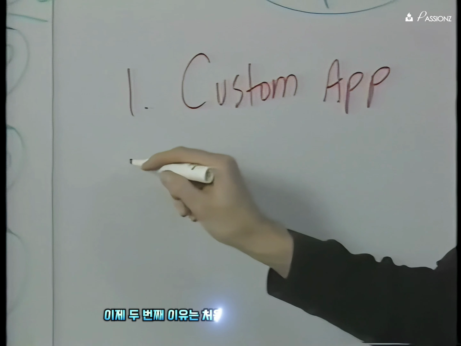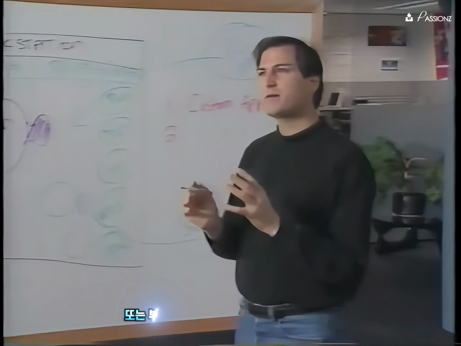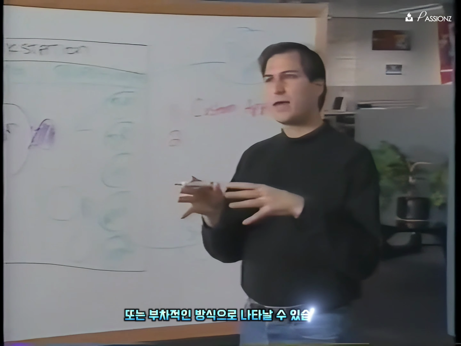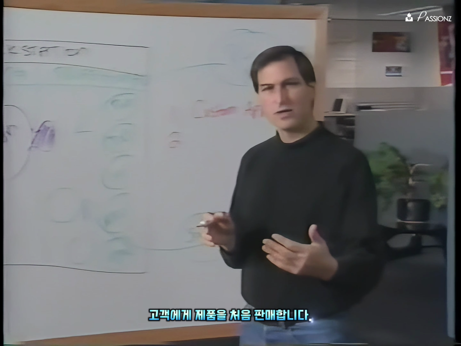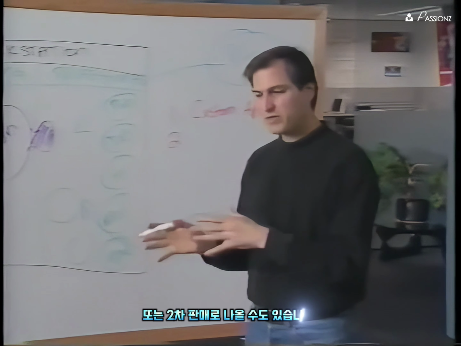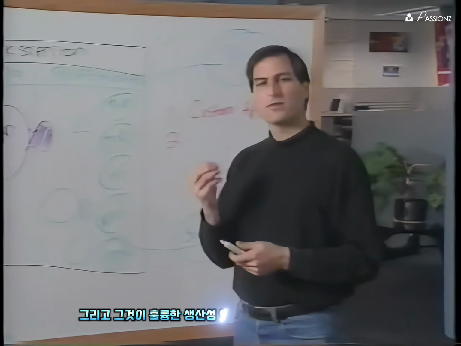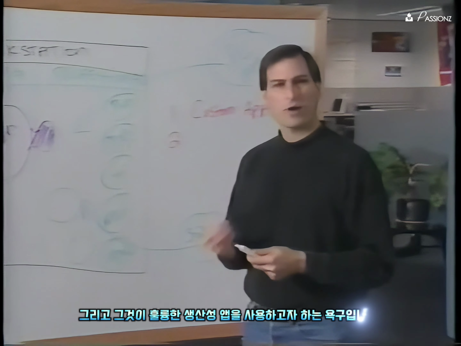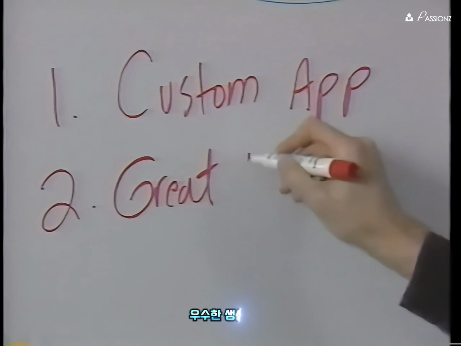Now, the second reason is one that may come up initially, or it may come up in a secondary way for the first sale of products to the customer, or it may even come up in a secondary sale 3 to 6 months down the road. And that is the desire to use great productivity apps. That's #2. Great productivity apps.